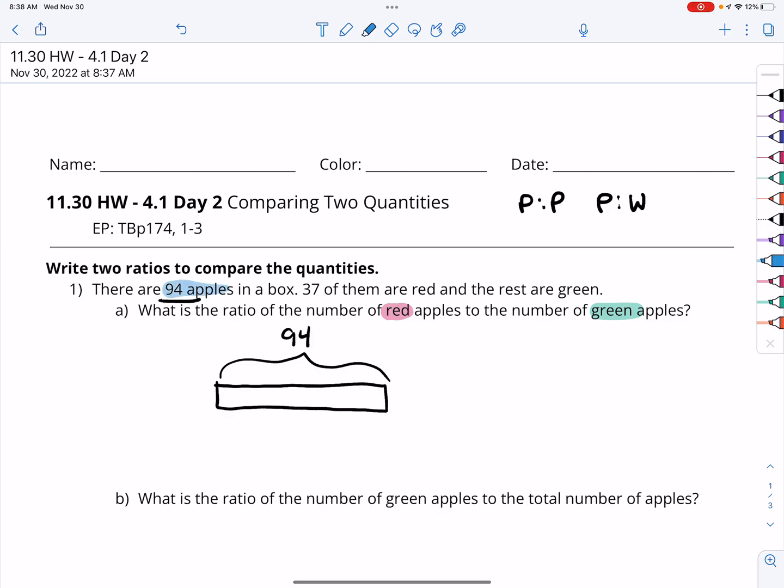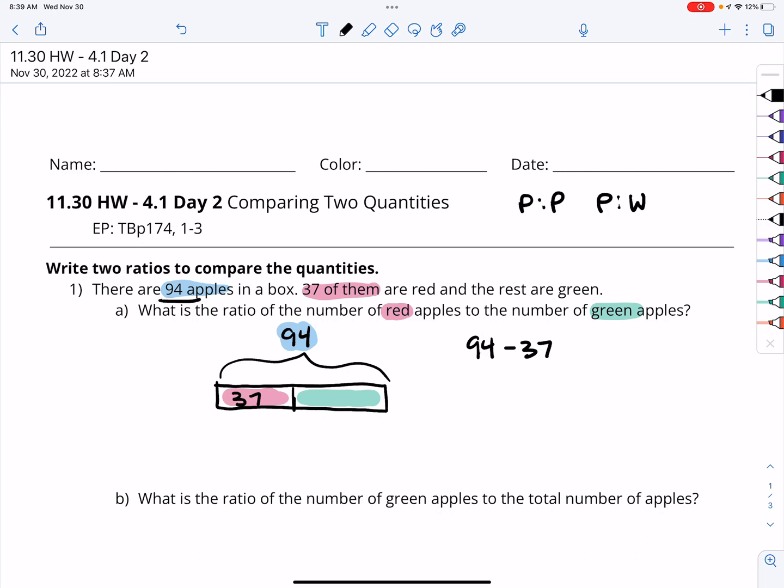I'm going to continue with my color coding there. And in this box, 37 of them are red, and the rest are green. So if I break this up, and I'm just doing a simplified bar model, I'm obviously not going to draw a box for all 94 of them. I know that 37 are red, and that means the rest are green. And so we don't know that quite yet, but we're going to have to figure it out. And based on this picture, it does seem like some simple calculations here of 94 minus 37 is going to get us our answer there.